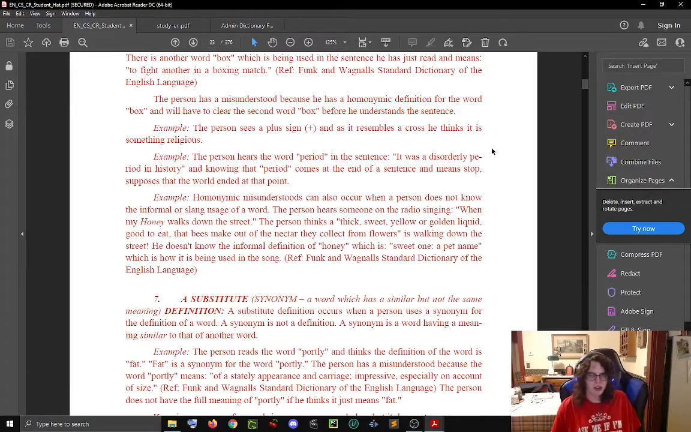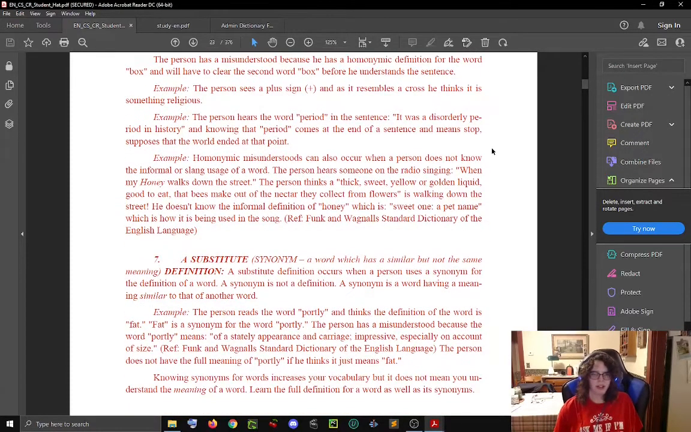Homonymic misunderstoods can also occur when a person does not know the informal or slang usage of the word. The person hears someone on the radio singing, "When my honey walks down the street." The person thinks sweet, thick, yellow or golden liquid, good to eat, that bees make out of the nectar they collect from flowers, is walking down the street. He doesn't know the informal definition of honey, which is sweetheart, a pet name, which is how it is being used in the song.